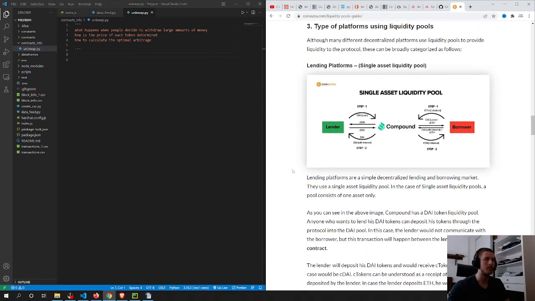Type of platforms using liquidity pools. Although many different decentralized platforms use liquidity pools to provide liquidity to the protocol, this can be broadly categorized as follows. Lending platforms, single asset liquidity pool, so just one asset.